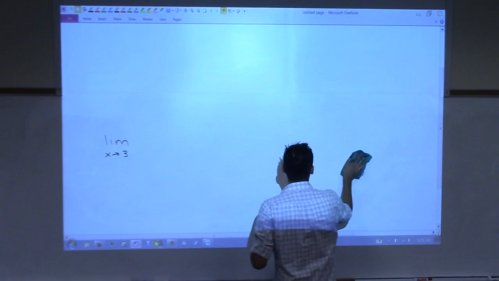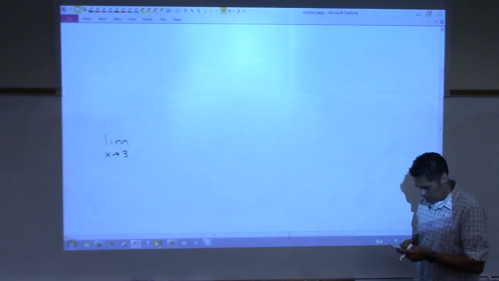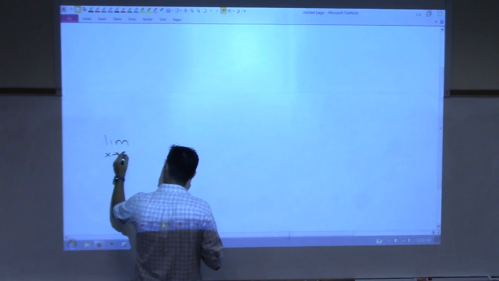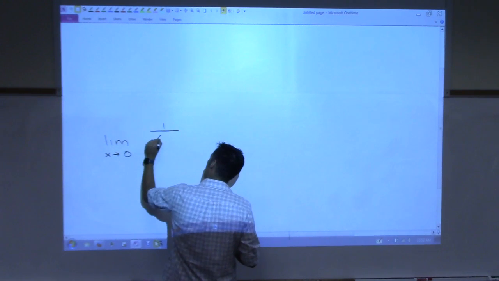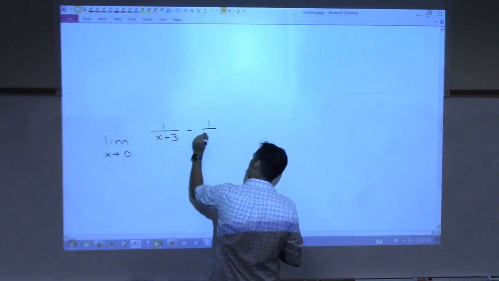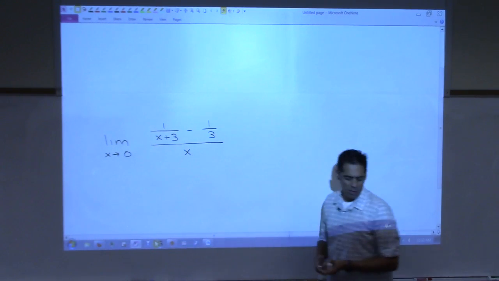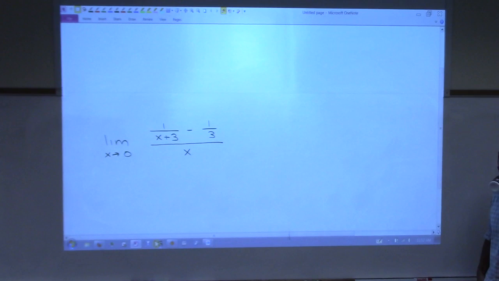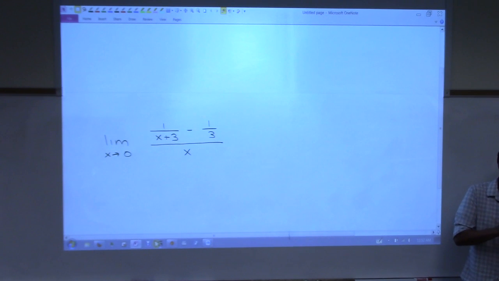So I guess you need to be able to factor in order to do this, right? Limit as x goes to 0 of 1 over x plus 3 minus 1 over 3, all over x. So now we're starting to get into some more complicated looking things. We have here what we would refer to as a complex fraction. It's a fraction with fractions mixed in.